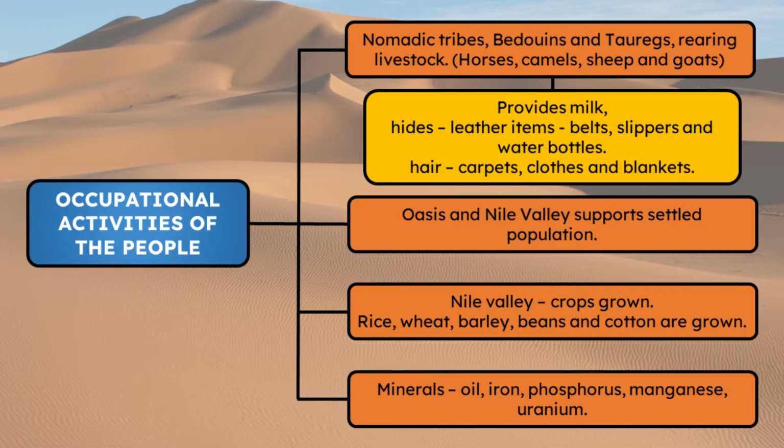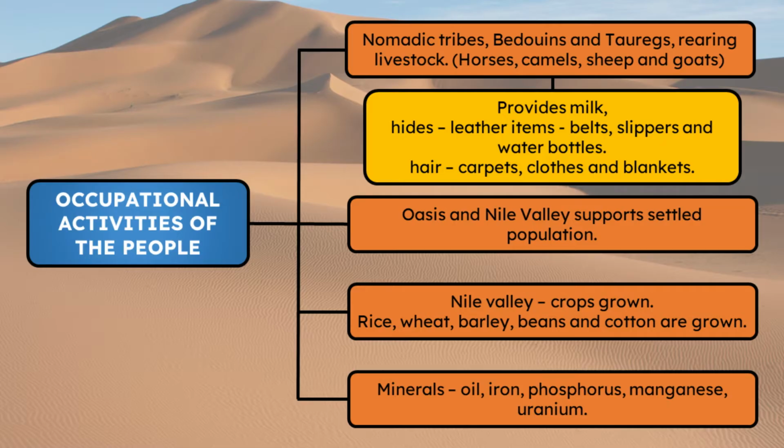And they usually live by rearing livestock, that is, raising cattle. The animals that are usually present there are horses, camels, sheep, and goats. These animals provide them with milk and their hides. Hides means skin. And with this skin, they make belts, slippers, and water bottles for their daily usage. And further, the hair of these animals is used for making carpets, cloths, and blankets.